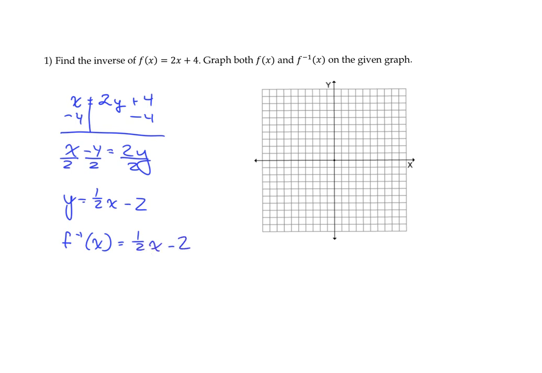So now I'm going to go back and graph the original. F of x equals 2x plus 4. Remember, that means I start off at the 4 on the y-axis. I have a slope of 2, which is up 2 over 1. I can also go down 2 over 1. So there is the f of x.